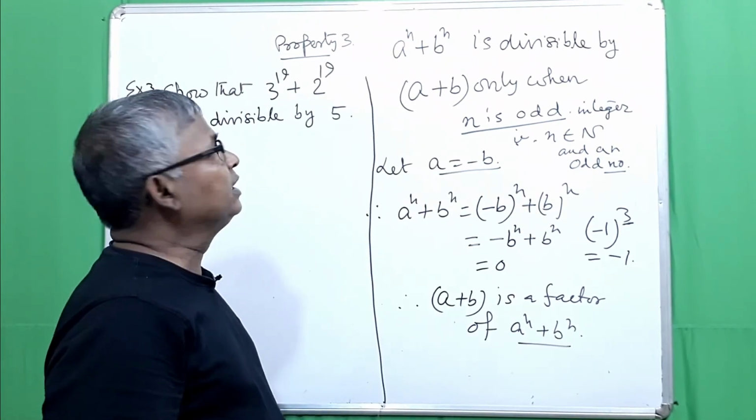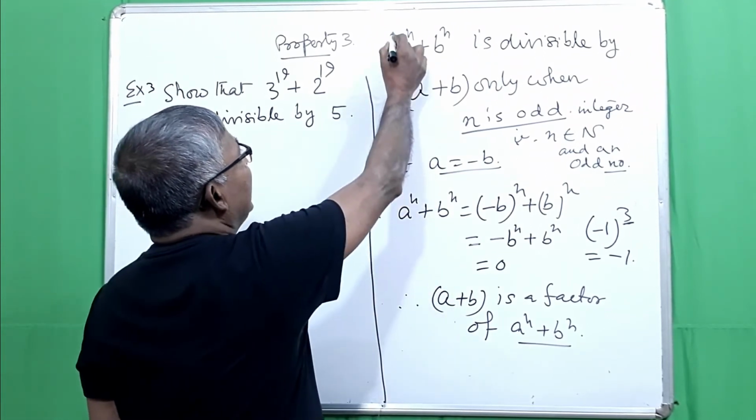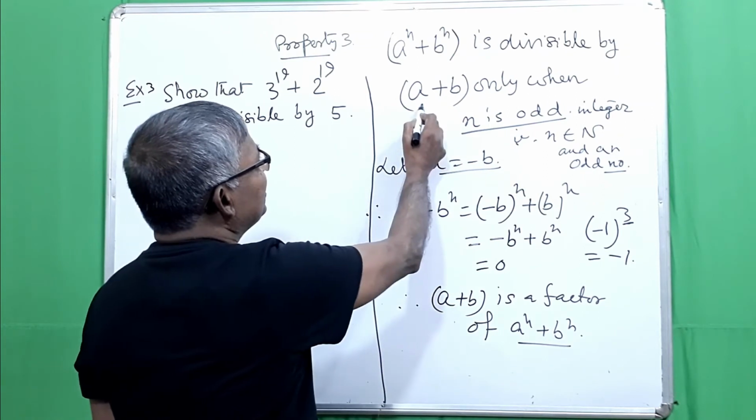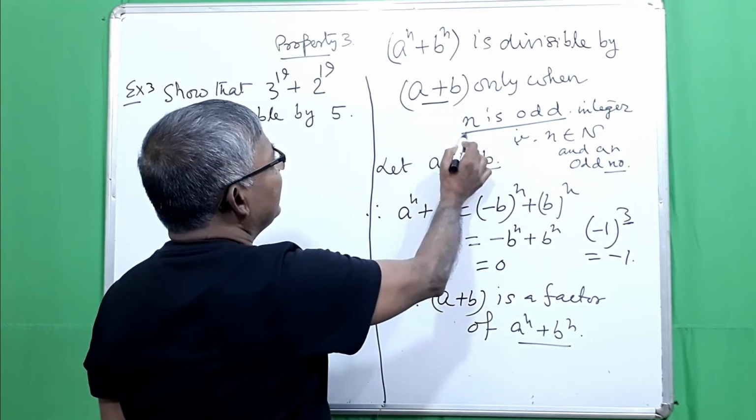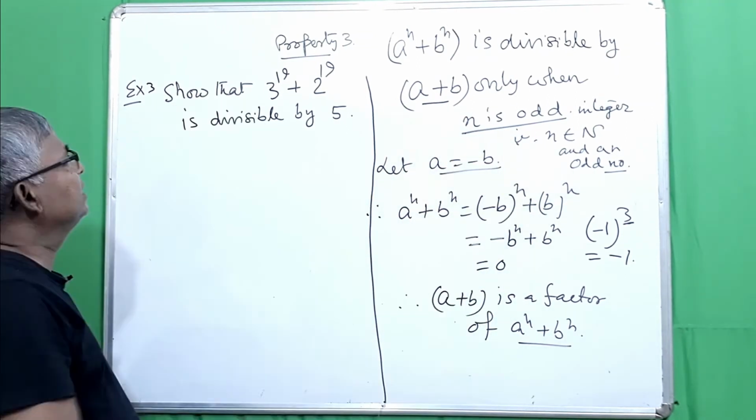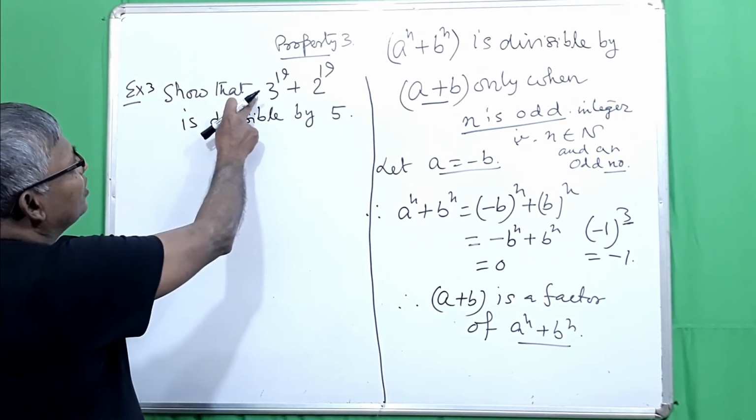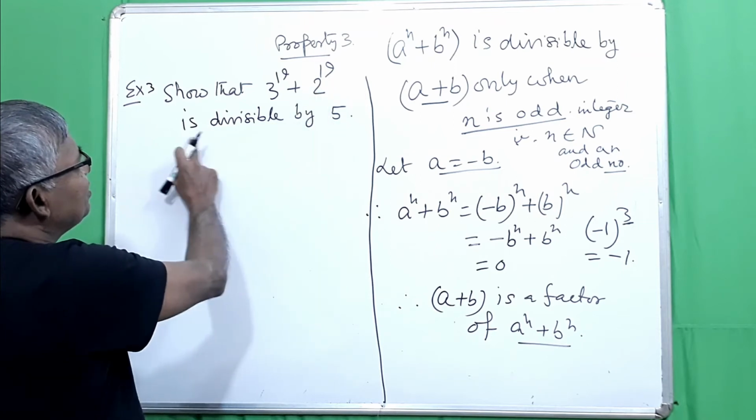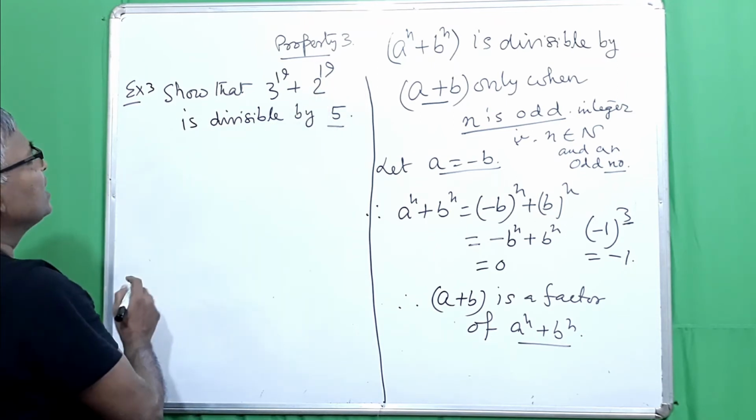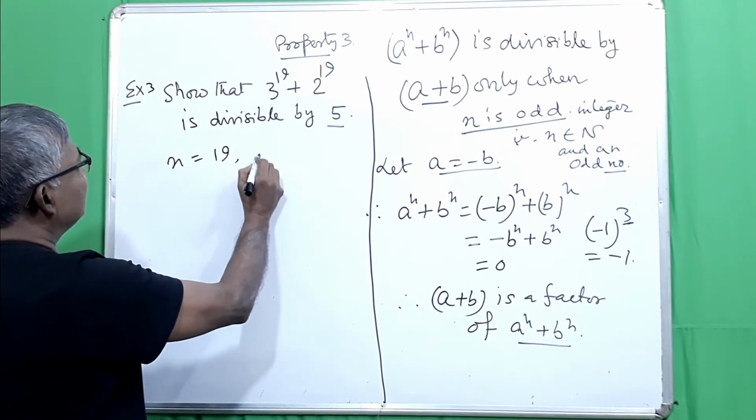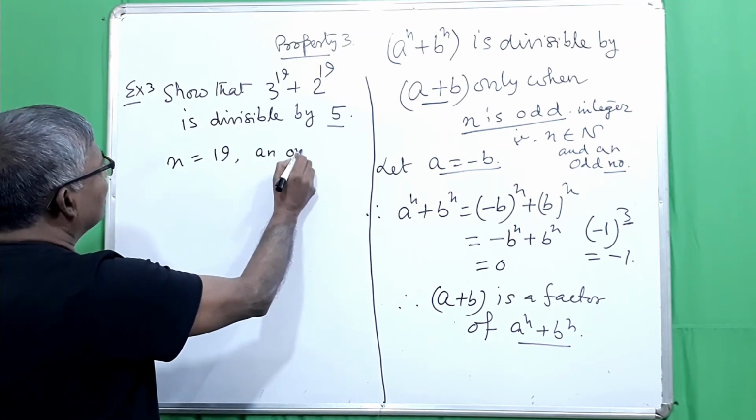Students, let us apply the formula. a^n plus b^n is divisible by a plus b only when n is an odd integer. Let us consider the problem: 3^19 plus 2^19 is divisible by 5. Students, here n equals 19, that is an odd number.